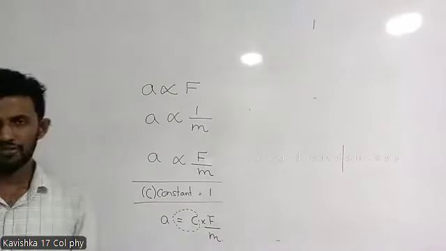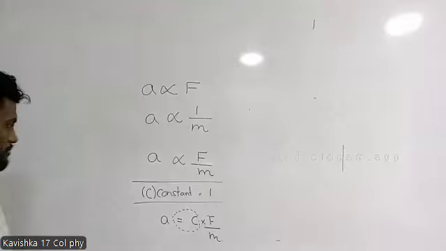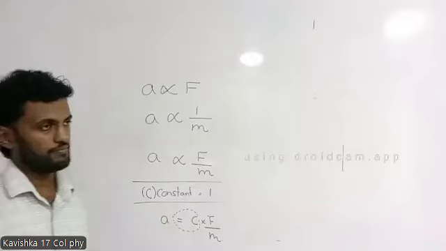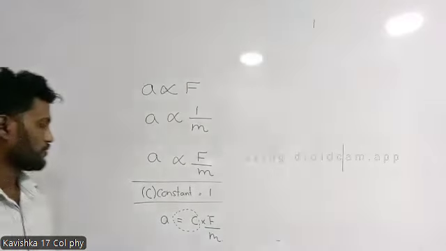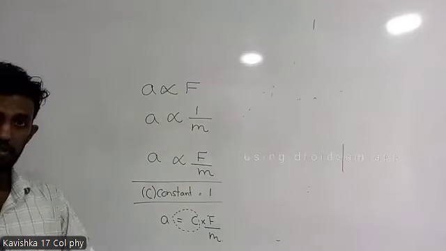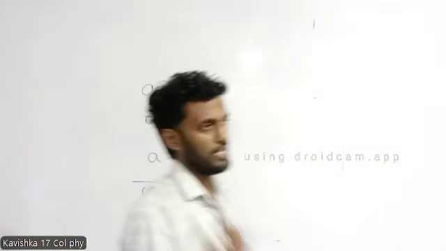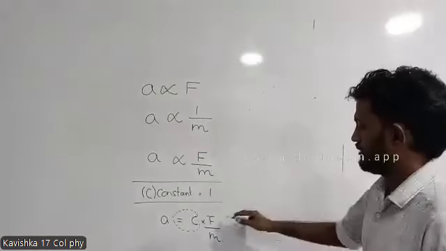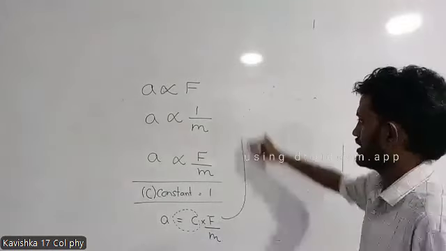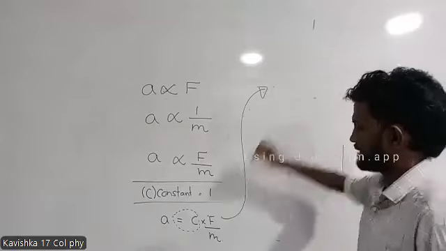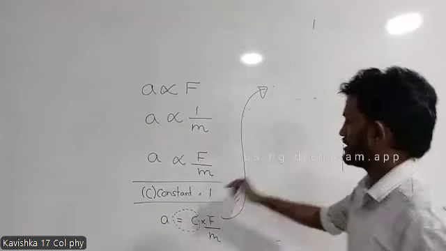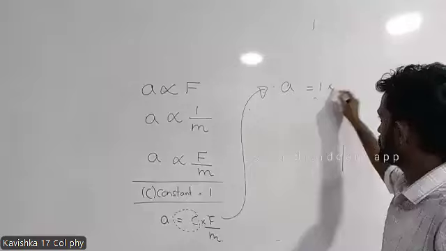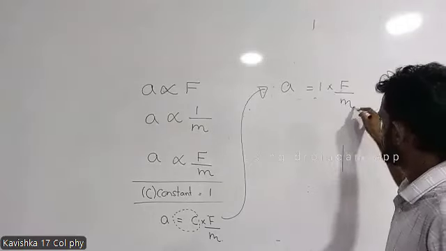We use the constant only one time in the O level syllabus, just to prove Newton's second law. You will meet this constant again in A levels, so don't be afraid. This is the first and last time you meet a constant here. So this constant value is 1, and then we can write A equals 1 into F divided by M.